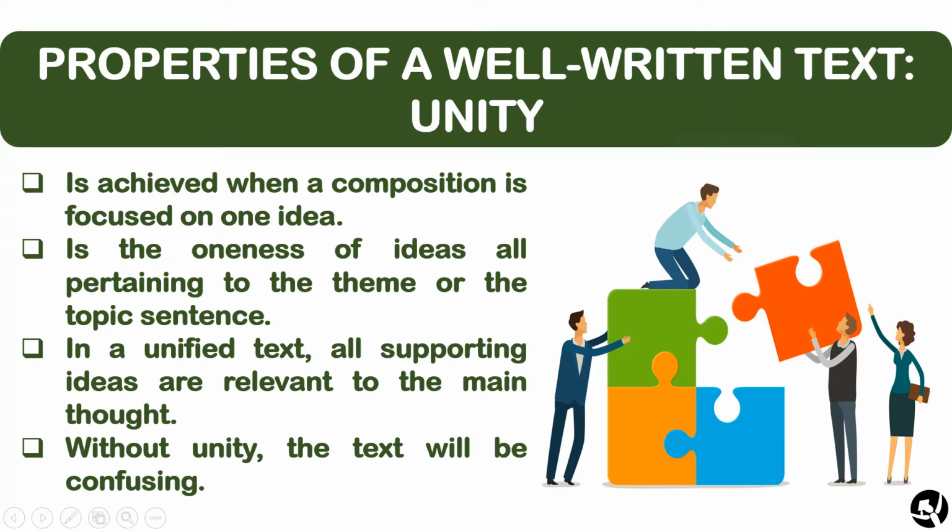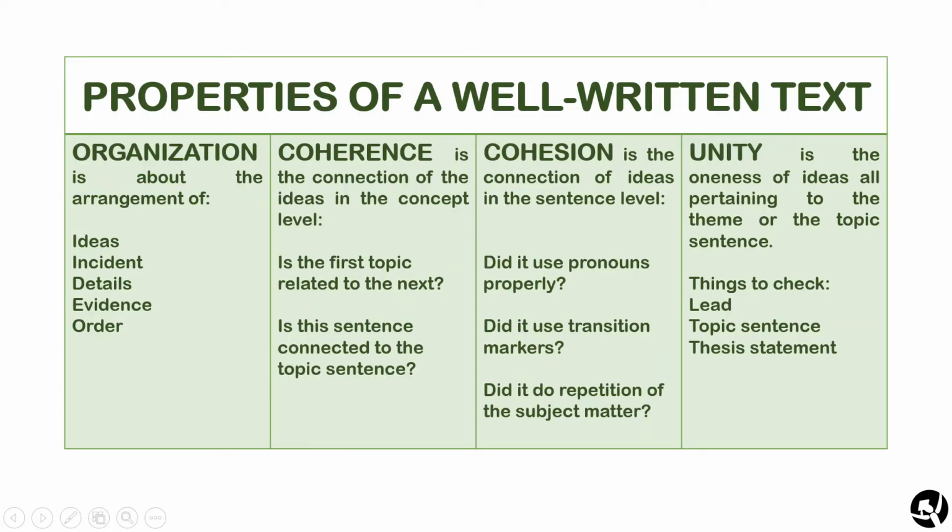Properties of a well-written text: unity. Unity is the oneness of ideas all pertaining to the theme or the topic sentence. This is achieved when a composition is focused on one idea. Without unity, the text will be confusing. Again, the properties of a well-written text are organization, coherence, cohesion, and unity.